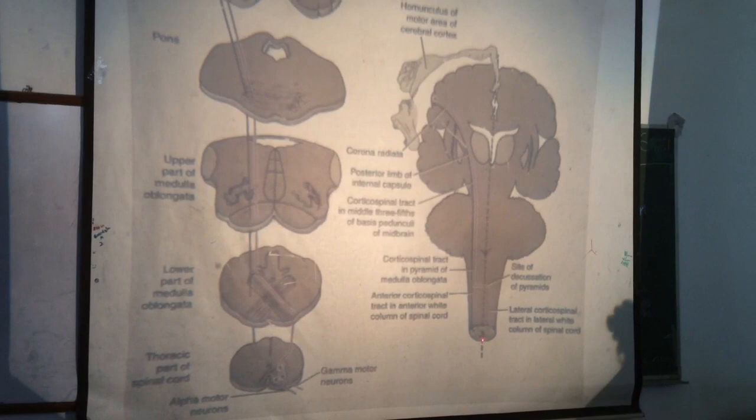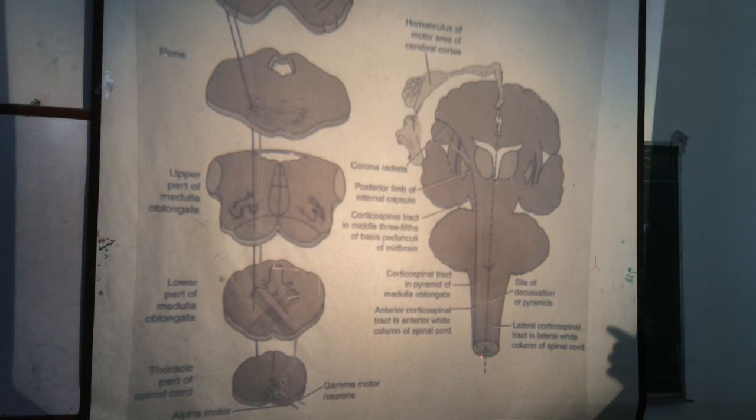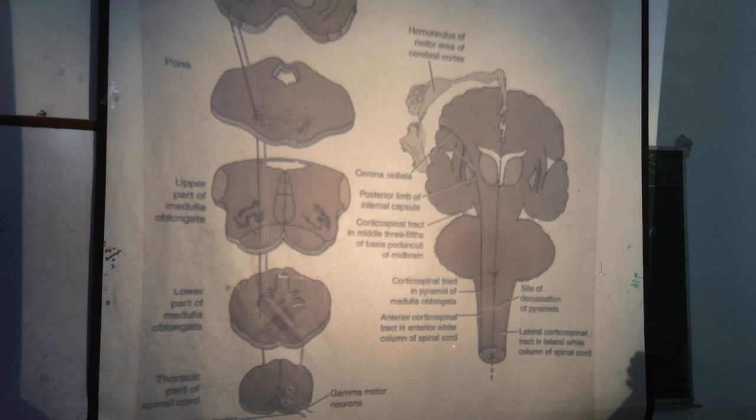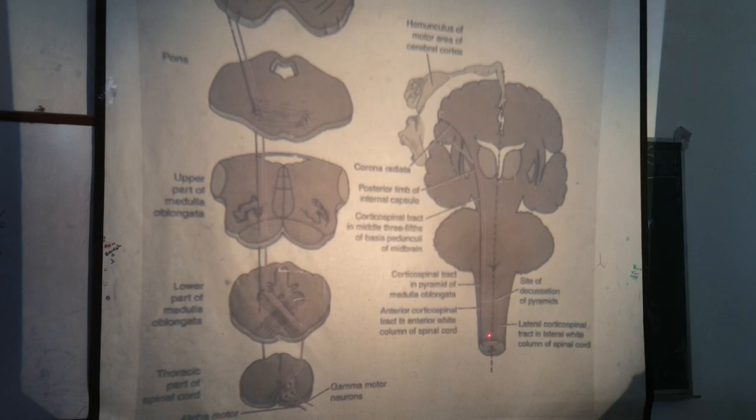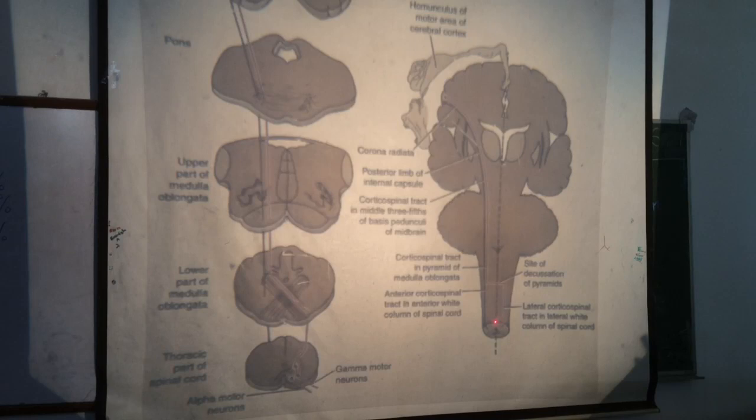The fibers in the anterior corticospinal tract, which enter the anterior white column of the spinal cord, descend in the spinal cord to terminate onto the motor neurons in the anterior gray column after crossing over. So fibers in the anterior corticospinal tract don't cross over in the medulla, and before termination, these cross over to the opposite side.